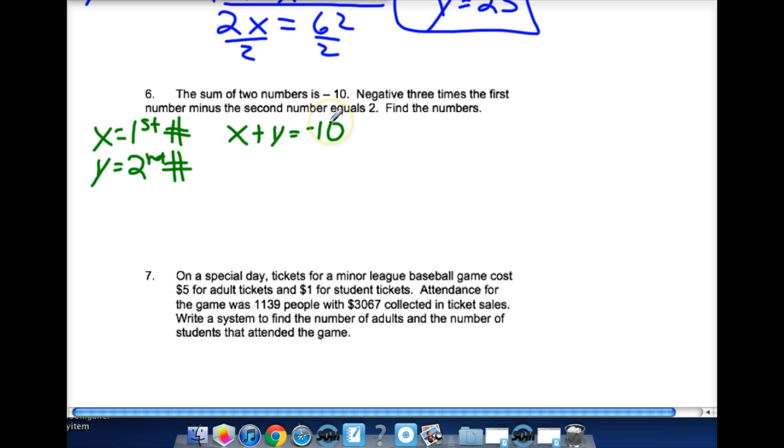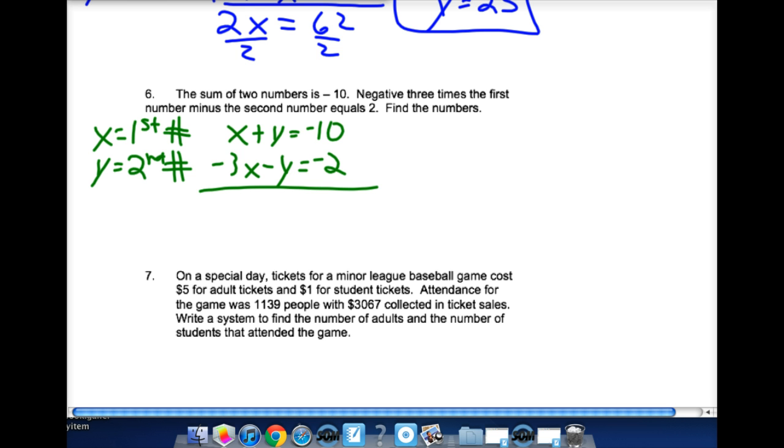Now, I need everybody to read the second sentence carefully and pause in between where you should pause, and see if you can write the second equation. I think everybody here can write it. What is it? -3x minus y equals 2. Perfect. -3x minus y equals 2.